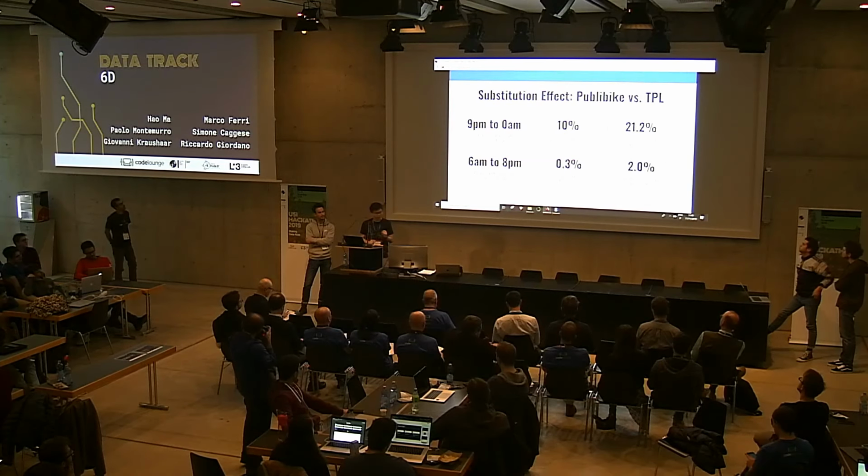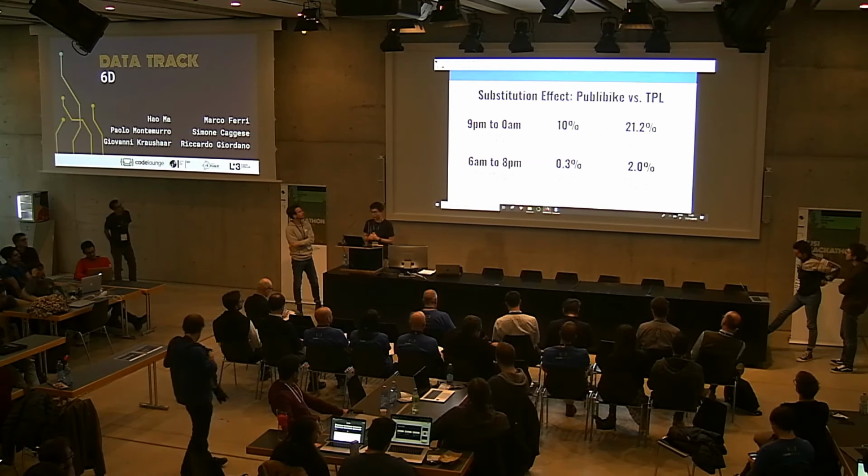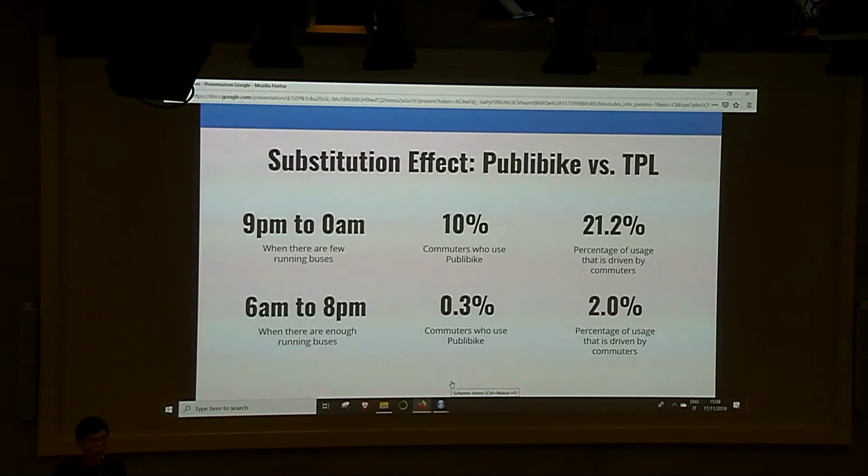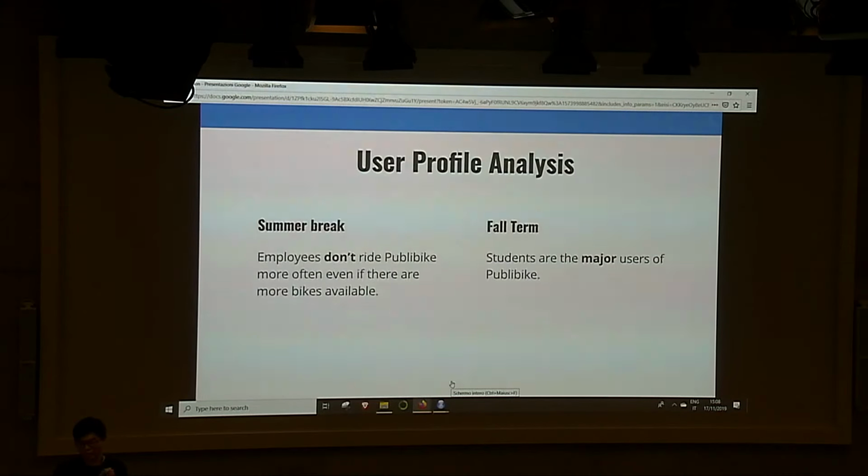So basically, these are the key findings, the figures we found in the substitution effect. We see that from 9 p.m. to midnight, where there are few buses, we have 10% of the commuters who are actually choosing public bike. And this is very significant because they drive like 20% or over of the total variations by the commuters of the usage of public bike. And the second thing is that we see that employees don't want to ride public bike more often.